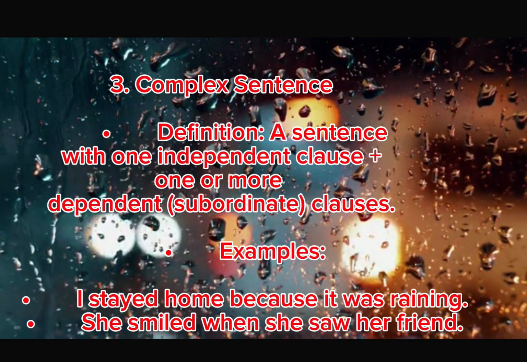The next one, complex sentences. A sentence with one independent clause plus 1 or more dependent or subordinate clauses. That means a sentence which contains one independent clause and 1 or more dependent clauses. For example, I stayed home. It's an independent clause. Because it was raining, that is a dependent clause. She smiled when she saw her friend. She smiled is an independent clause, but when she saw her friend, that's a dependent or subordinate clause. Such sentences are called complex sentences.